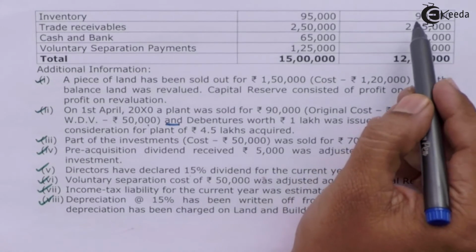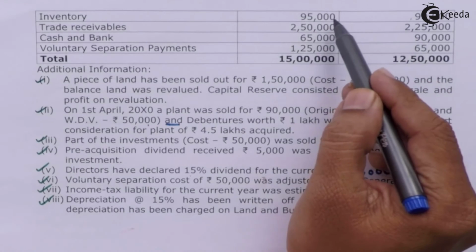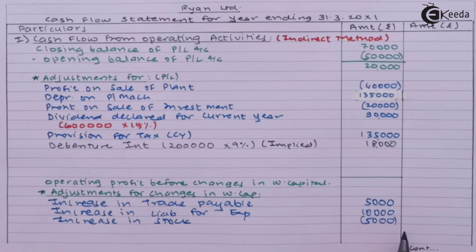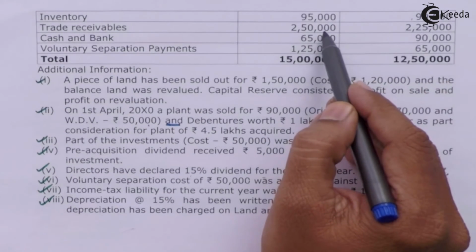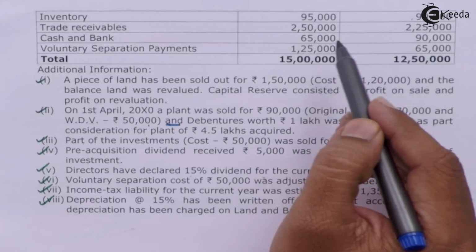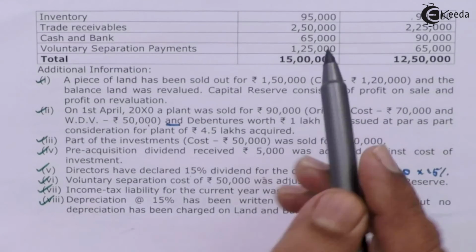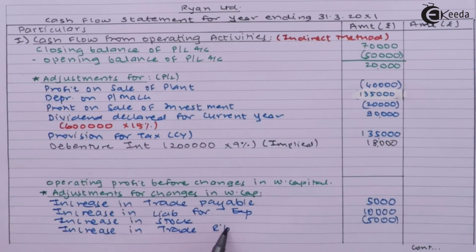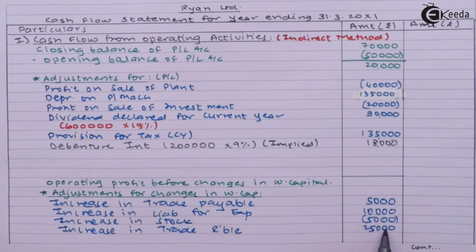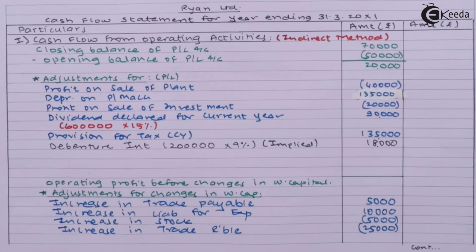Inventory means stock. There is an increase in stock by 5,000, so I need to minus. Increase in current asset we have to subtract, that we know. Trade receivable, earlier it was 225,000, now it is 2,50,000, so there is an increase in trade receivable, once again minus. माइनस किया हम लोगों ने, ठीक है स्टूडेंट.